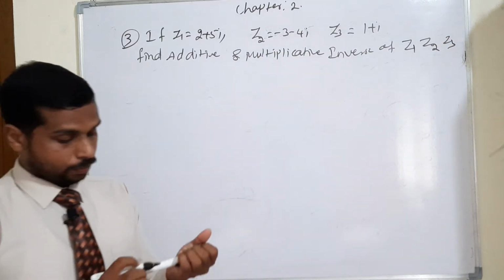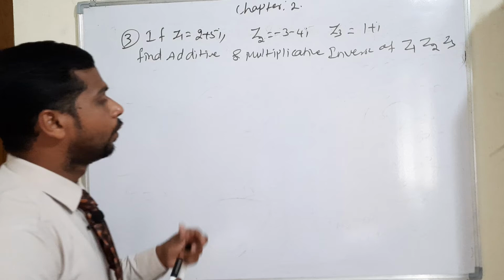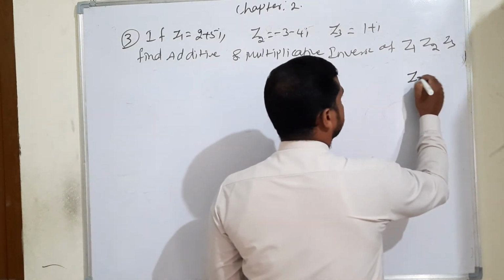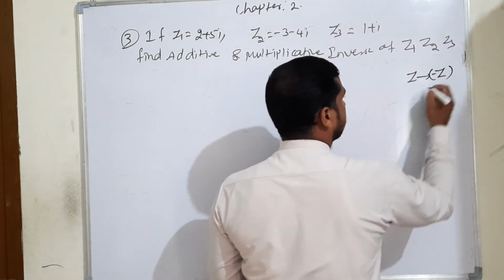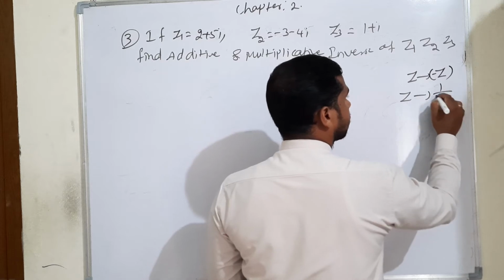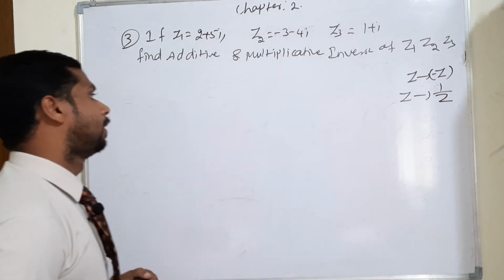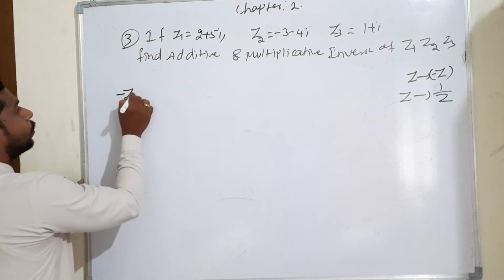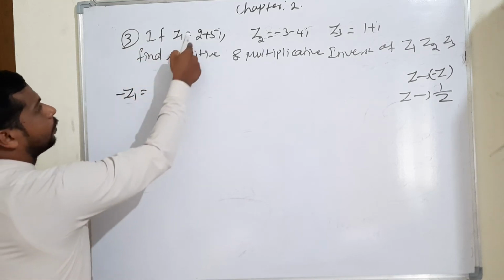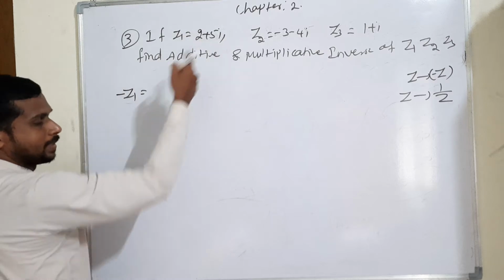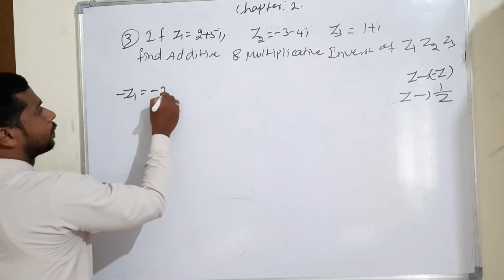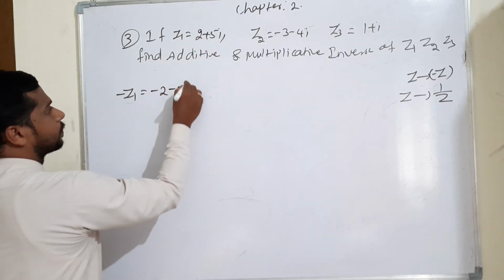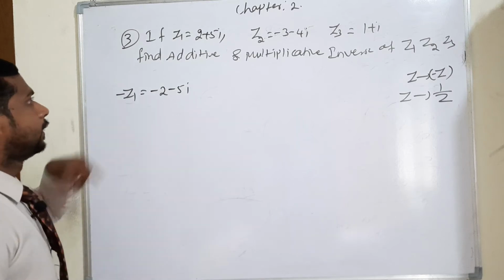Okay, what is the value of additive? Already you know, the additive inverse of z is minus z. Then multiplicative means reciprocal, 1 by z. First we have to find the additive. For z1 we can write minus z1. Minus z1 means each and every time, into minus means just change the sign. So plus 2 means minus 2, plus 5i means minus 5i. That is the additive inverse for minus z1.